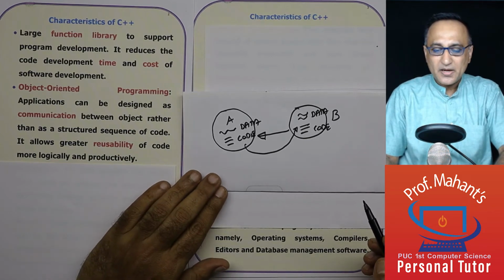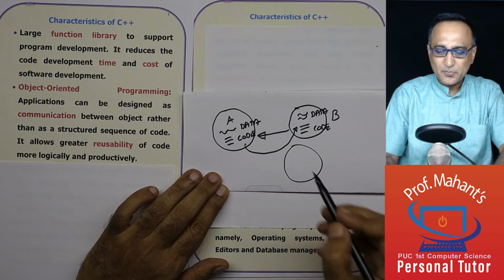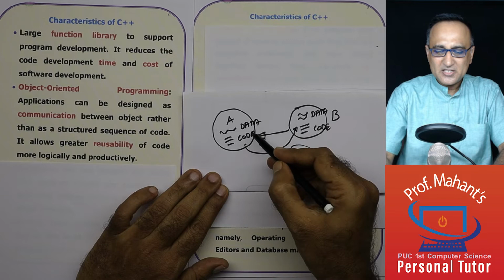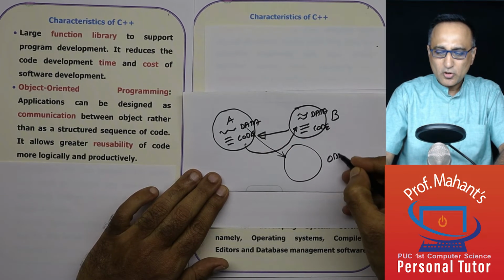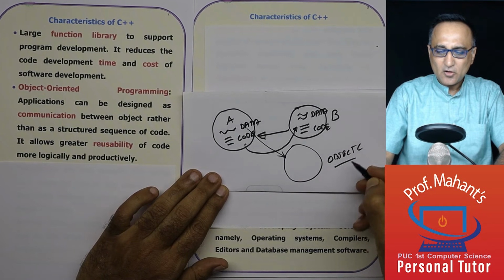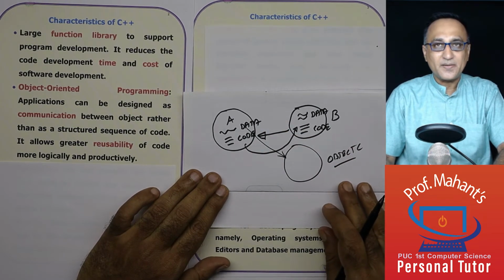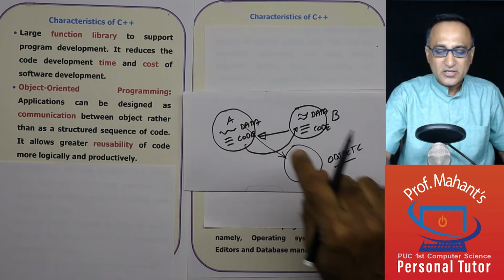Now, what it means by greater reusability of code is I can create a new application. Suppose I need the data to do something with the marks. I can just request A and it is going to send it to object C. Object C is going to receive the data from A and it is going to go here. And this code is going to do the calculation. So I can reuse data without having to recreate this data here.